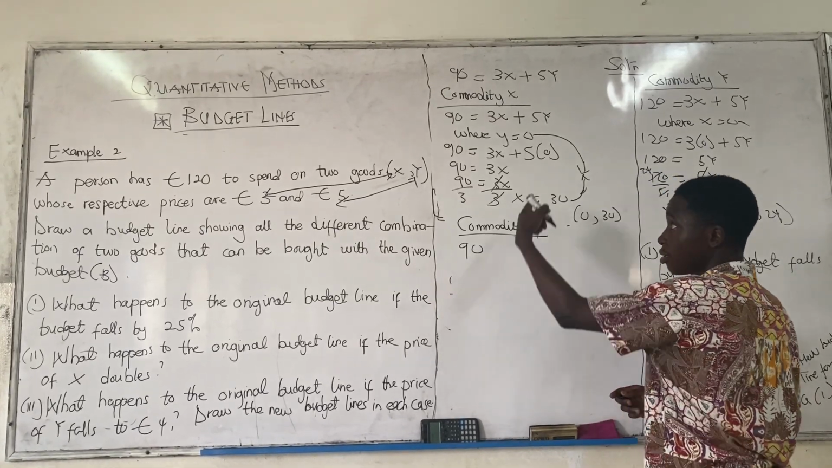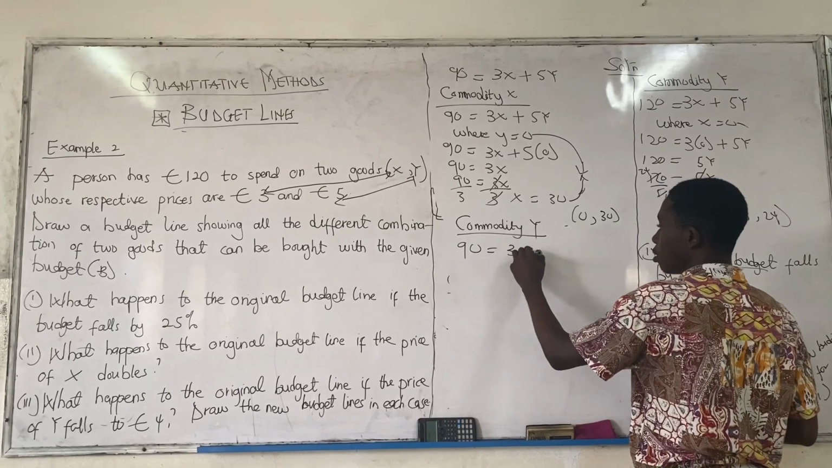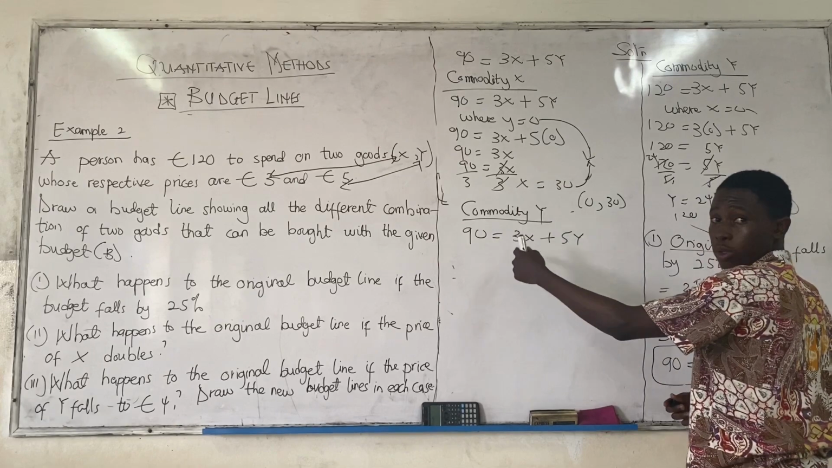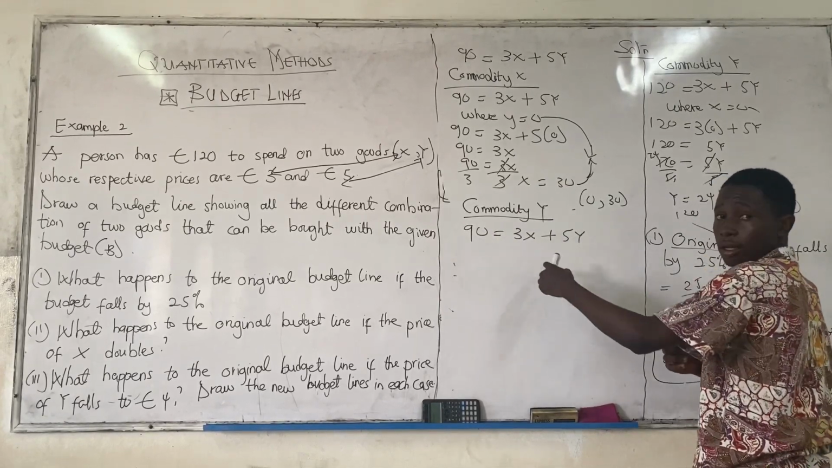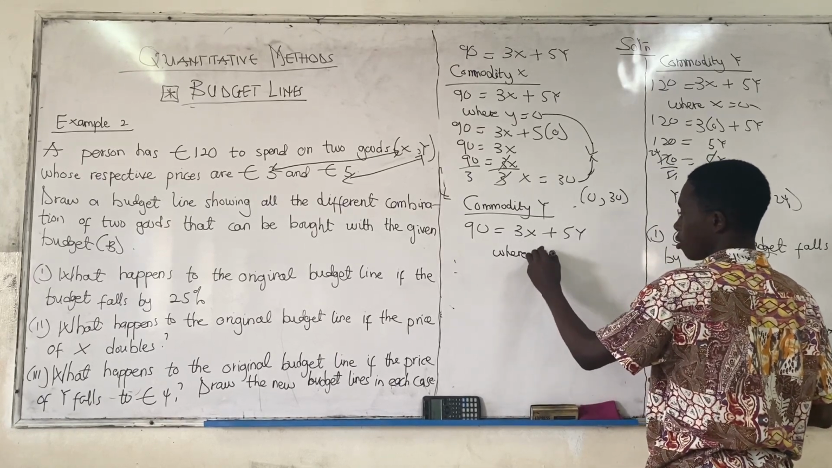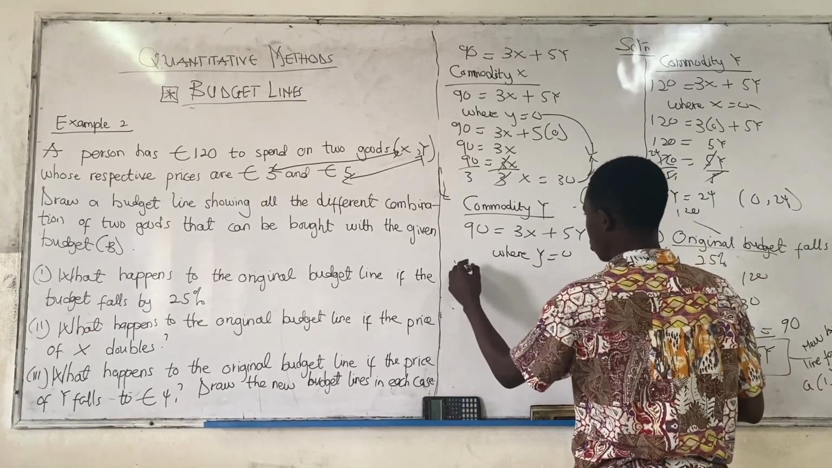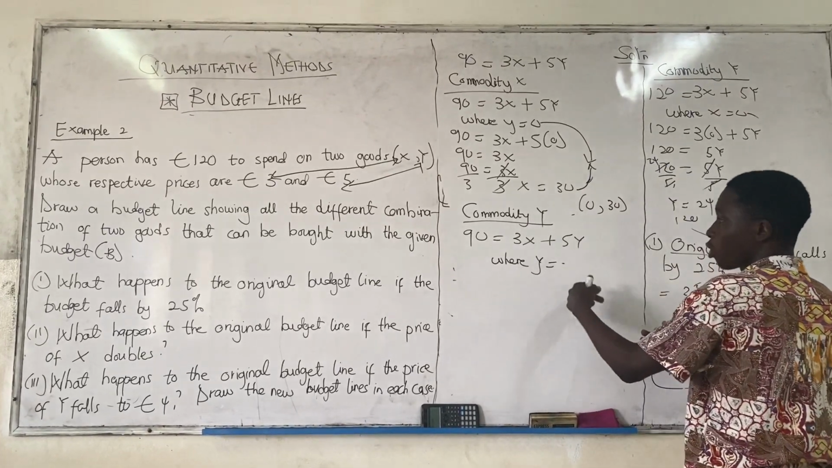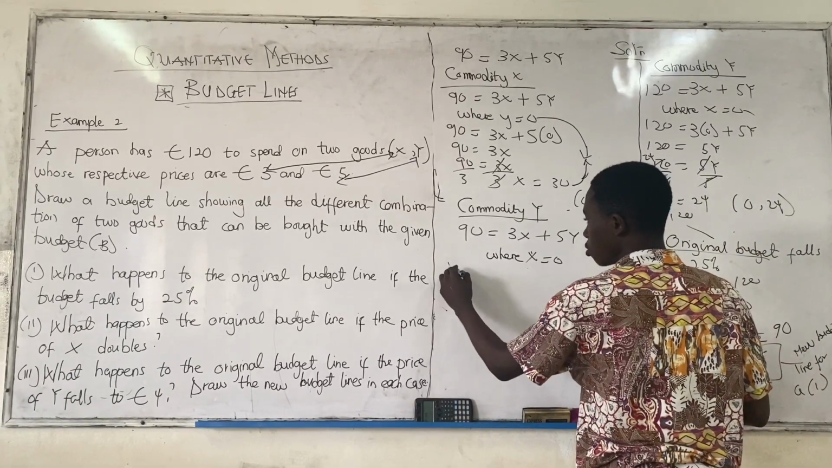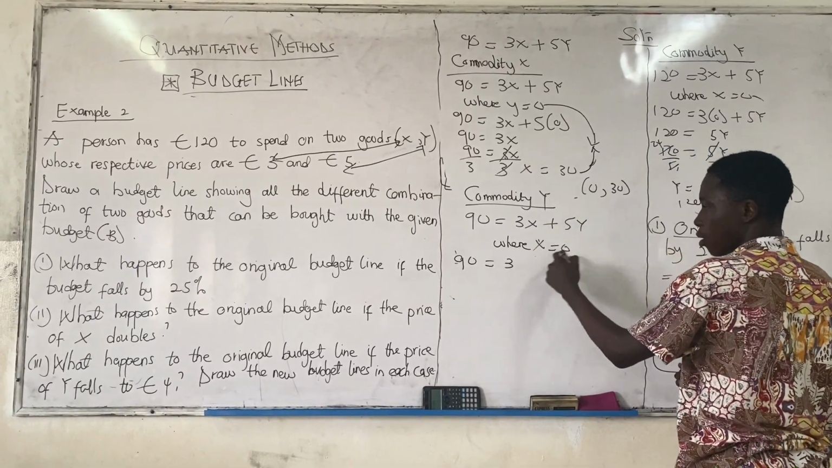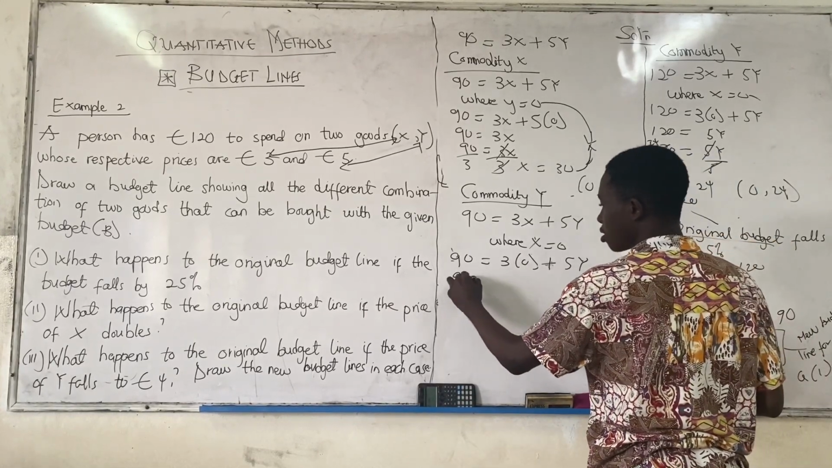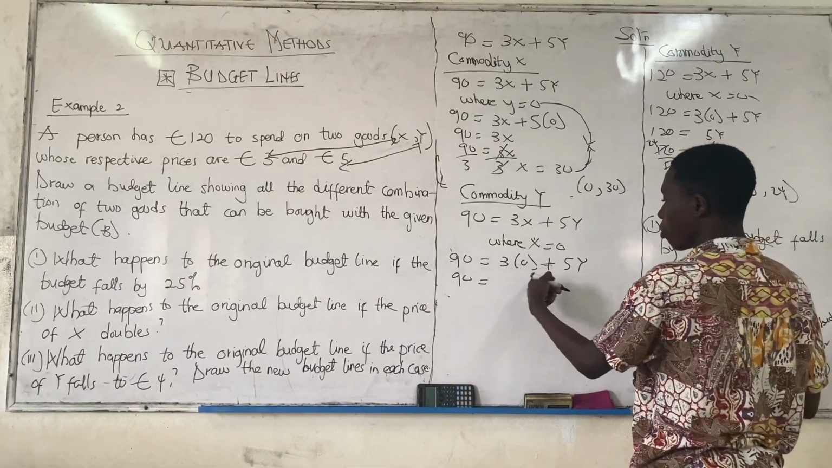So let's rewrite the budget line. 90 is equal to 3x plus 5y. You are looking for commodity y. So we need to represent its opposite, which is the x, by 0 to get y. Sorry, where x is 0, because you are looking for commodity y. So 90 is equal to 3 times 0 plus 5y. Everything becomes 0, so we only bring down 5y.